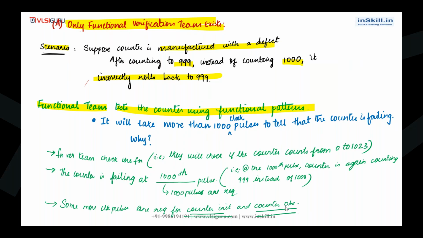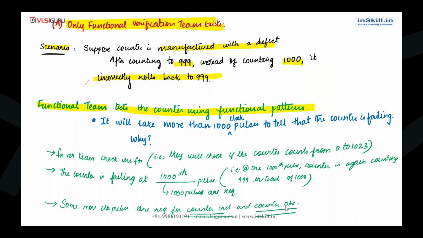The reason is the functional verification team will be checking the functionality. That is, they will check if the counter counts from 0 to 1023. Checking the functionality means they will check if the counter counts from 0 to 1023. So the counter is failing at the 1000th pulse only, where it is again counting 999 instead of 1000.